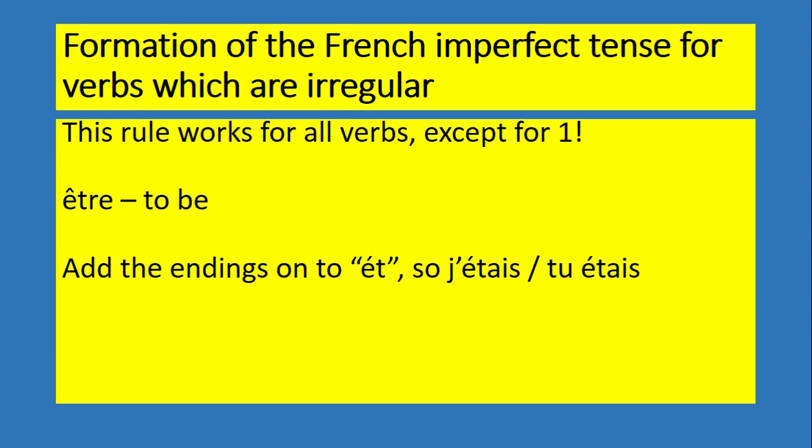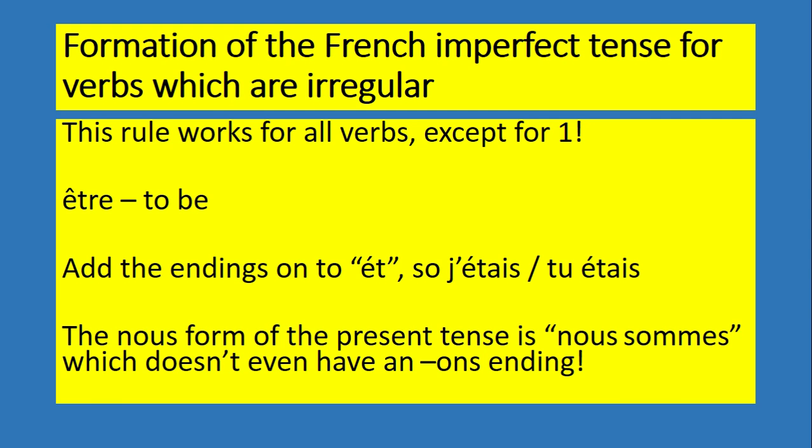Remember what the rule was to form the verb stem. Take the ONS from the nous form of the present tense. Well, what is the nous form of the present tense of the verb être anyway? It's nous sommes. There's no ONS to take off, so obviously this verb is never going to work. So just remember, in the imperfect tense, you add the ending onto the verb stem. The only verb which does not fit this pattern is être, and you add the imperfect endings onto et. Simple.